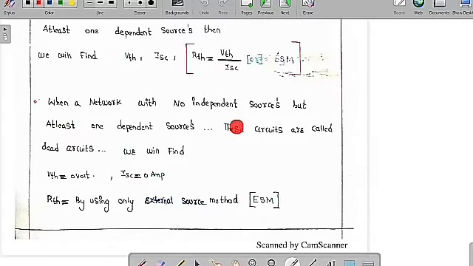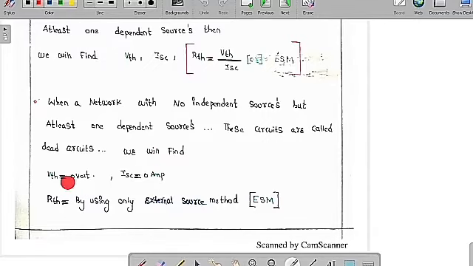When a network has no independent sources but at least one dependent source, means in the circuit there are no independent sources, there are only dependent sources, so the circuit is fully of dependent sources. Then these circuits are called dead circuits, because there is no ideal voltage source or ideal current source. So we can simply say this circuit is said to be a dead circuit.